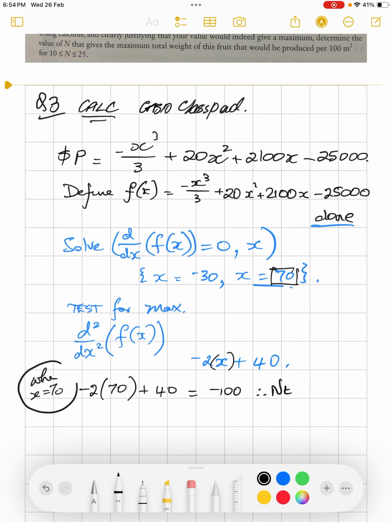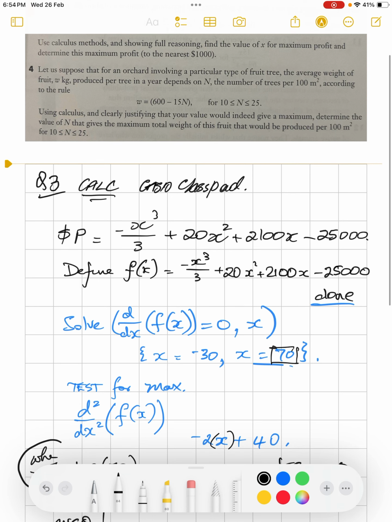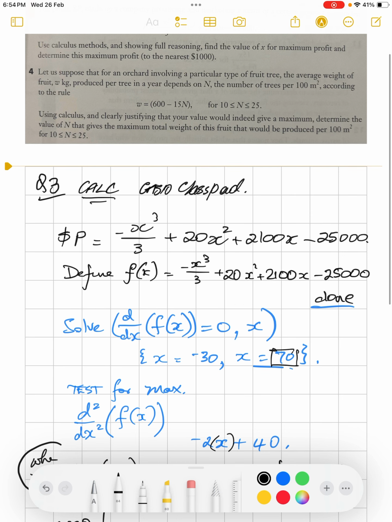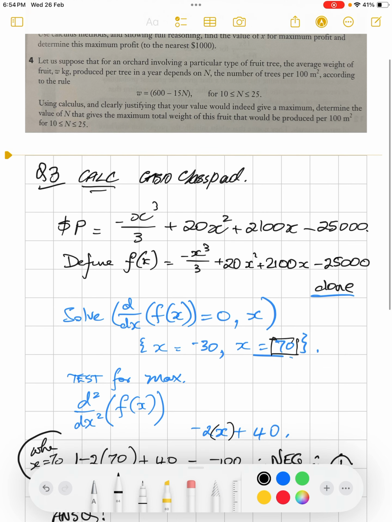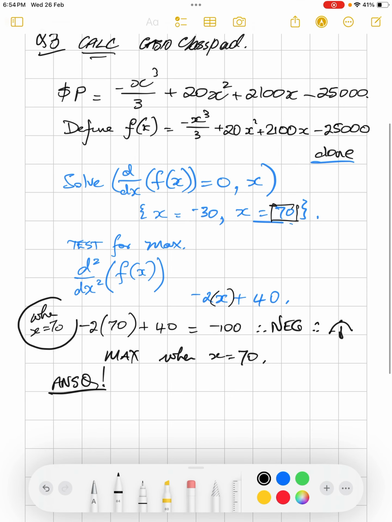Since we get a negative, which is concave down, that means it's a maximum when x equals 70. So we need to answer the question. So let's look at the question and see what we were asked to do. Use calculus methods and showing full reasoning, find the value of x for maximum profit and determine this maximum profit to the nearest $1,000. So we found the value of x for maximum profit, it's 70.